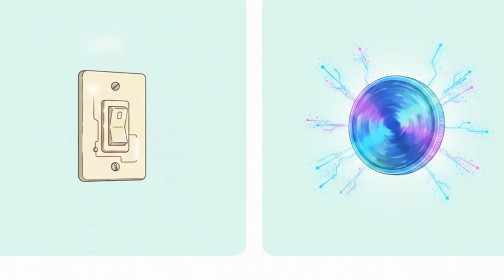Let's compare the old and the new. A classical bit, which is literally the foundation of all traditional computing, is strictly binary. It's limited to being just a 0 or a 1. But a quantum bit, or qubit, utilizes branching pathways. It actually exists in multiple states simultaneously. It's kind of like a spinning coin that is both heads and tails at the exact same time, right up until it's forced to land. And this overlapping state is exactly where quantum processing gains its incredible edge.